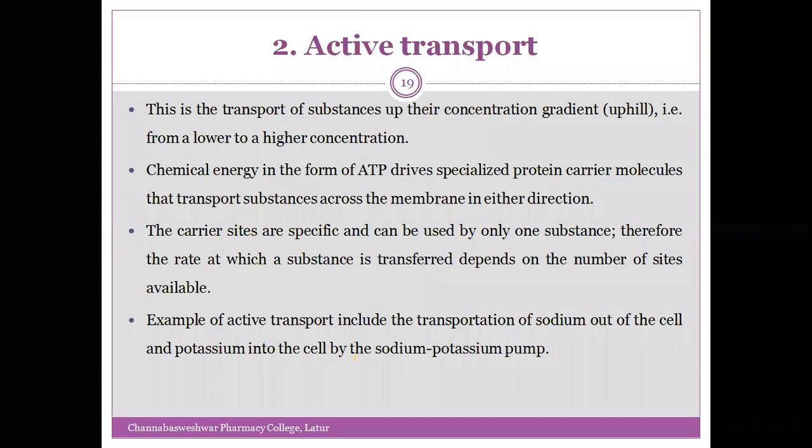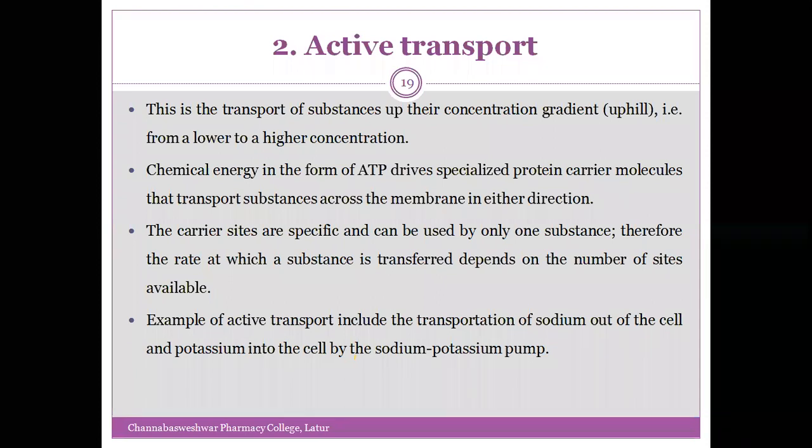The carrier sites are specific and can be used by only one substance. Therefore, the rate at which a substance is transferred depends on the number of sites available. One protein carries one substance. An example of active transport is the transportation of sodium out of the cell and potassium inside the cell by the sodium potassium pump. All the cells consist of sodium potassium pumps.